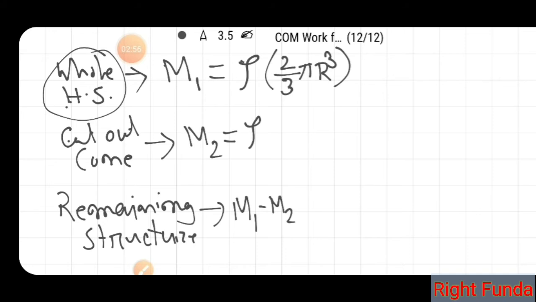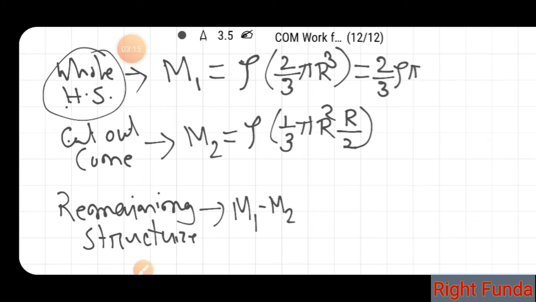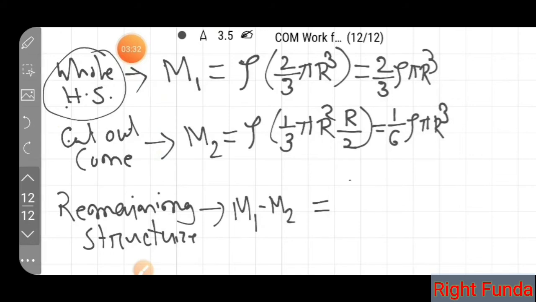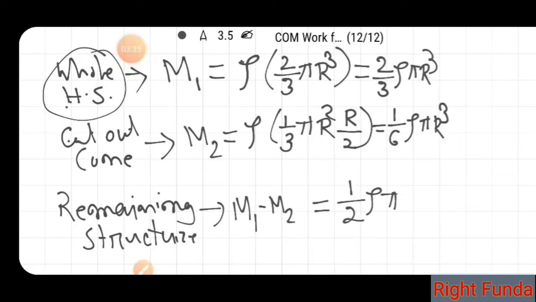And what is the mass of the cone? m2 is equal to 1/3 rho pi r square h. h is equal to how much? r by 2, it is given in the question. So the remaining will be this minus this. So this is 2/3 rho pi r cube, and this is equal to 1 by 6 rho pi r cube, and m1 minus m2 that we calculate is equal to half rho pi r cube.